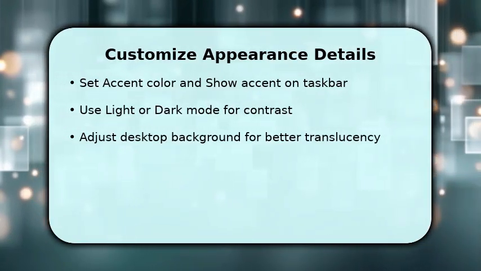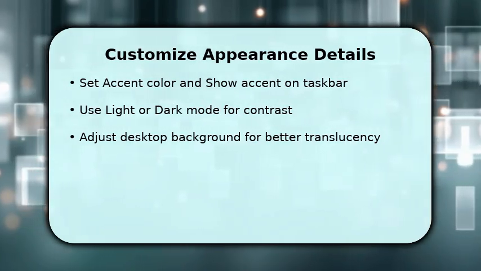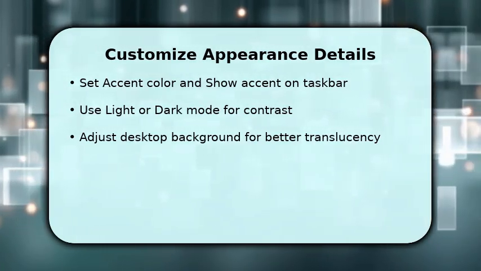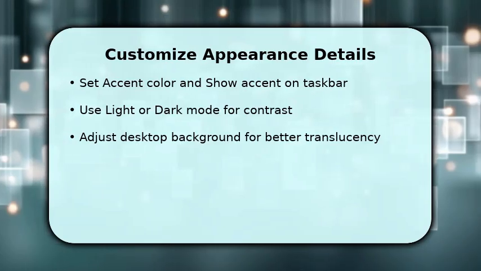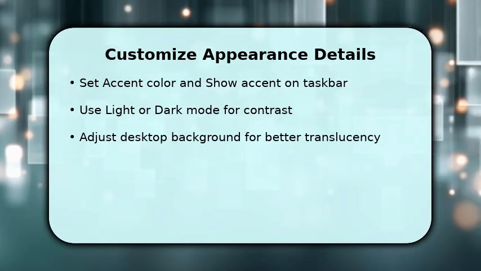Choose an accent color and check Show Accent Color on Start, Taskbar, and Action Center so color blends through. Switch between light and dark app mode to improve contrast and legibility. Transparent effects respond differently to each mode.